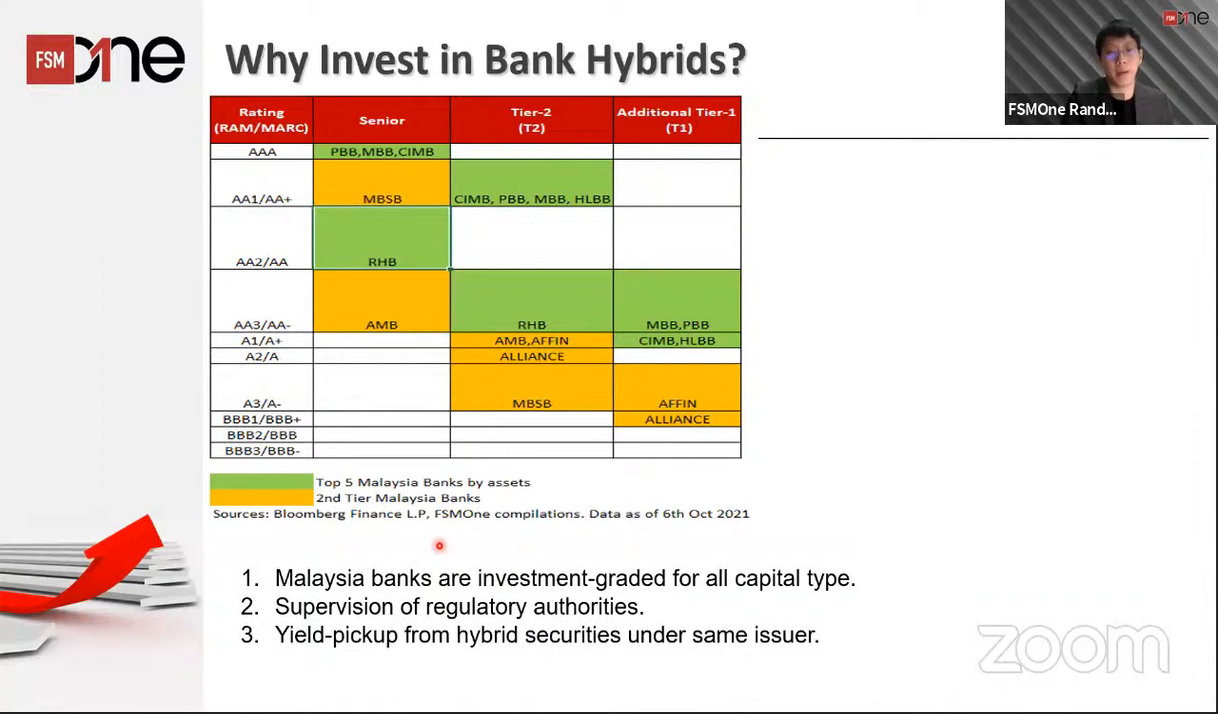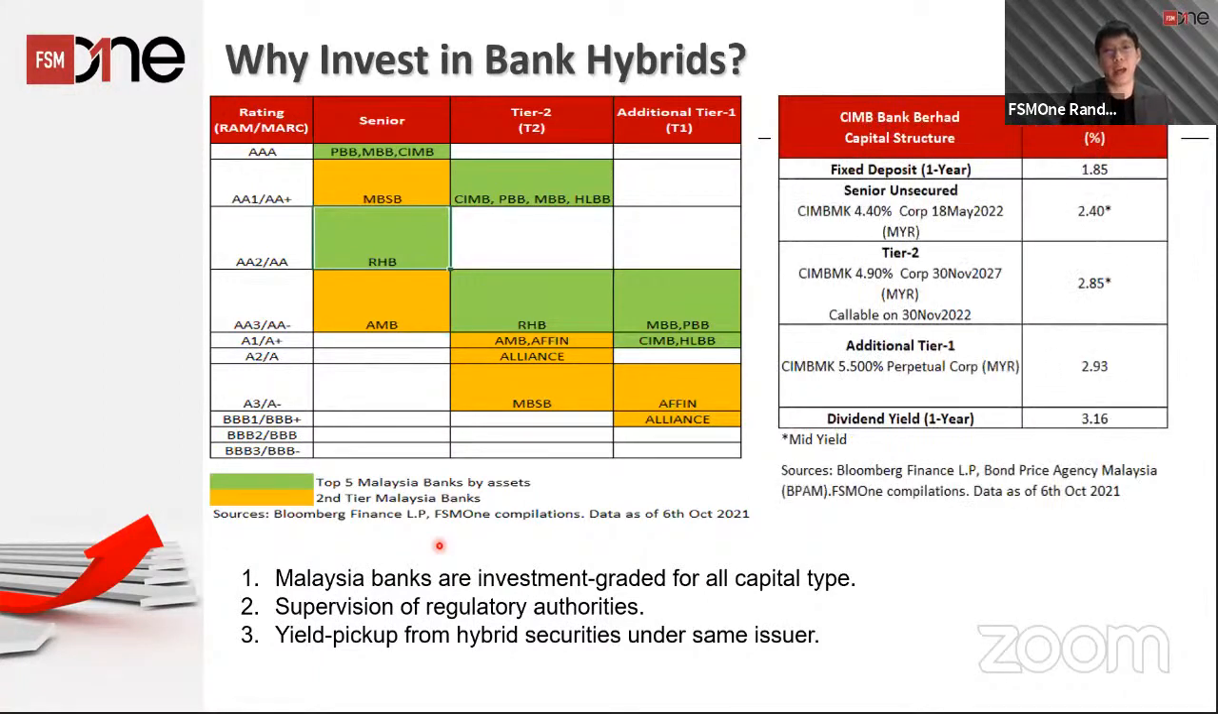Okay, and the third element that I think is good to invest in those bank hybrid bonds is that you can pick from the same issuer. Meaning to say, if you have confidence in a particular bank that they will not declare such loss absorptions, you can actually pick those slightly lower ranking bonds in order to get a higher yield.